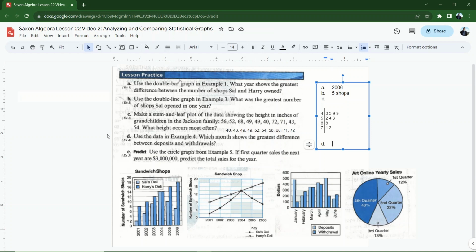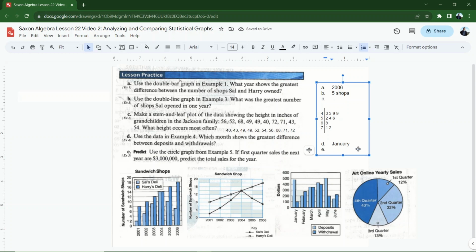All right, letter D. Use the data in example 4. Which month shows the greatest difference between deposits and withdrawals? And again, I'm looking for the month that has the greatest difference between the two bars. May is pretty big. January is pretty big. Which one's bigger? Well, the difference between May deposits and withdrawals is $300. The difference between January's is $1, $2, $3, almost $400. So January definitely has the bigger difference.